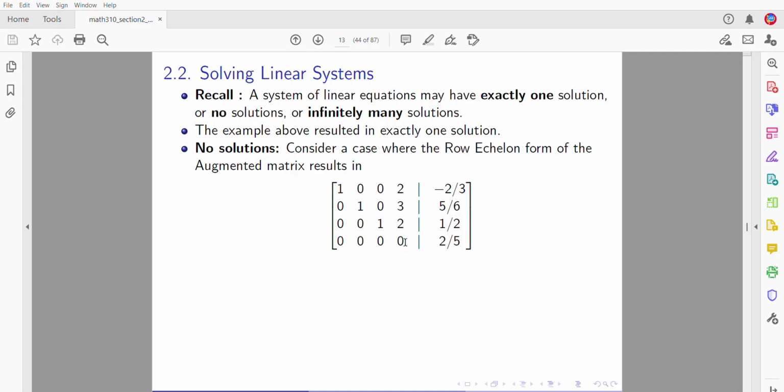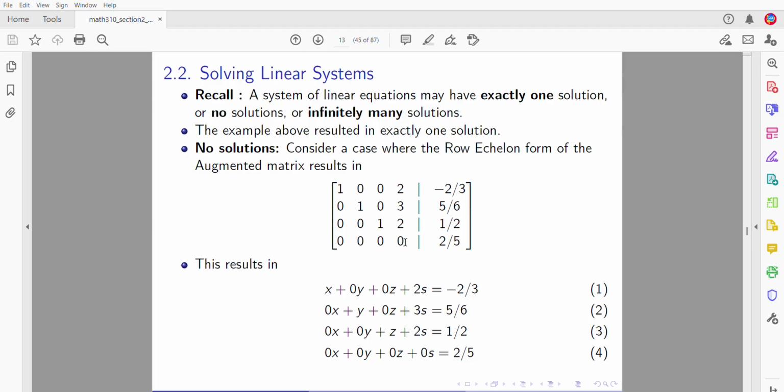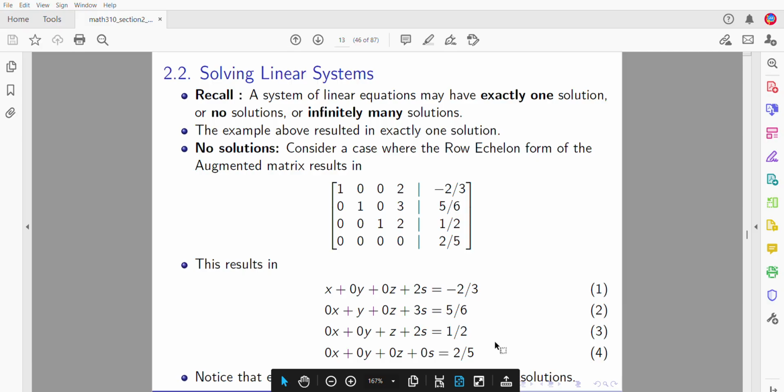This means the last row, notice the last row, says 0x plus 0y plus 0z plus 0s equals 2/5. Everybody is 0 on the left, 2/5 on the right. That is a contradiction. So equation 4 is a contradiction. 0 equals 2 over 5 cannot happen. So the system does not have any solutions.